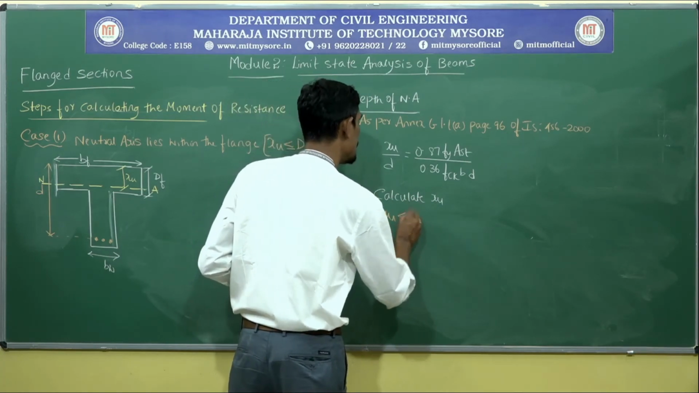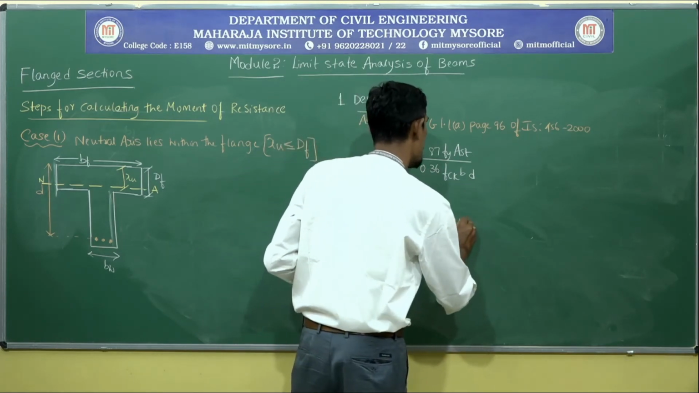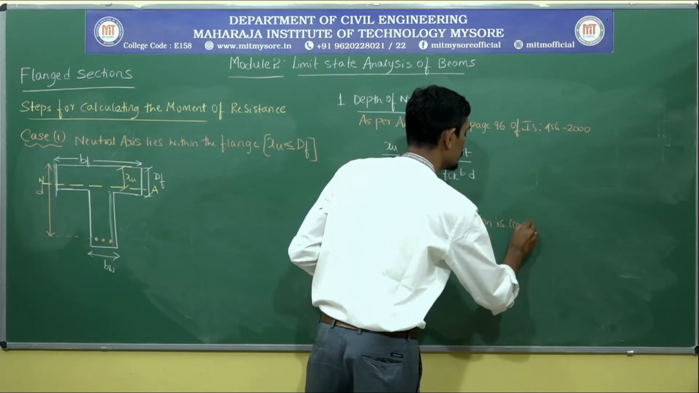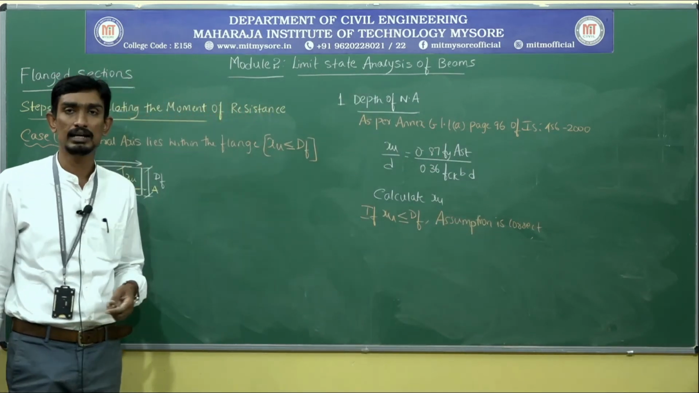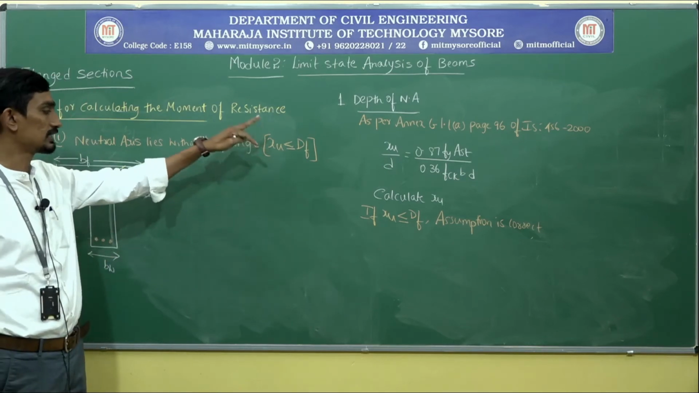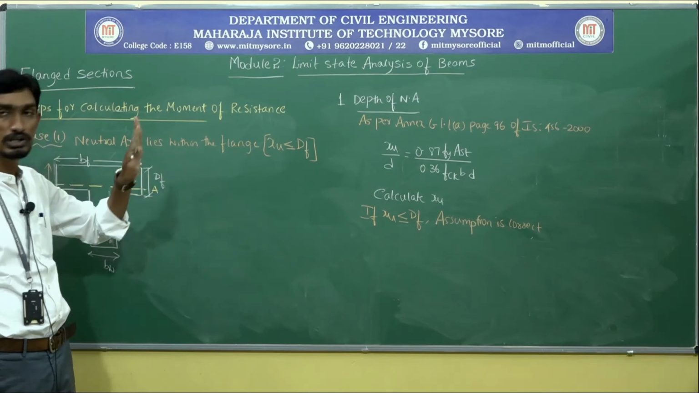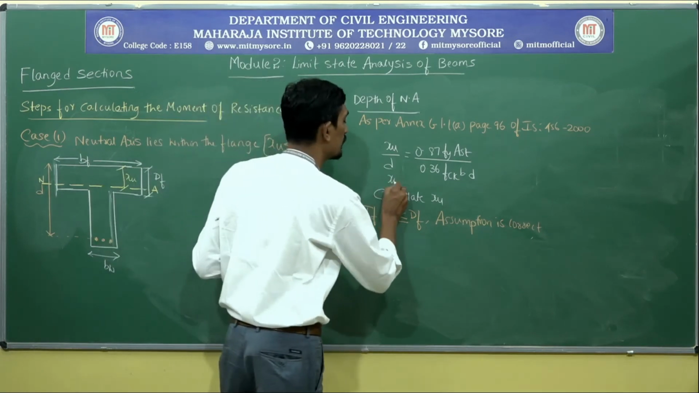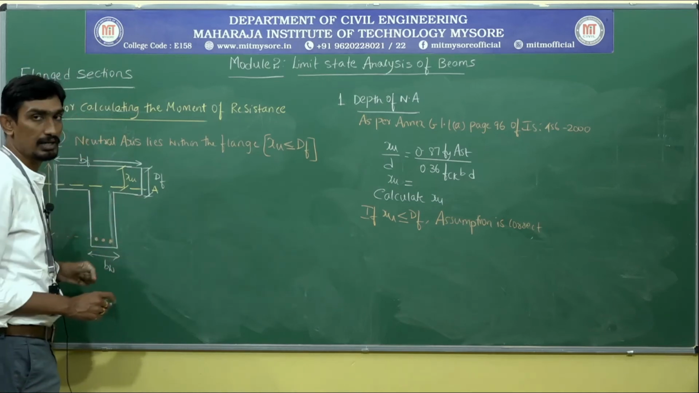If XU calculated is lesser than or equal to DF, whatever the assumption has been made is correct. Because I have assumed that XU is lesser than or equal to DF, that assumption holds good if the calculated value of XU is lesser than the depth of the flange.